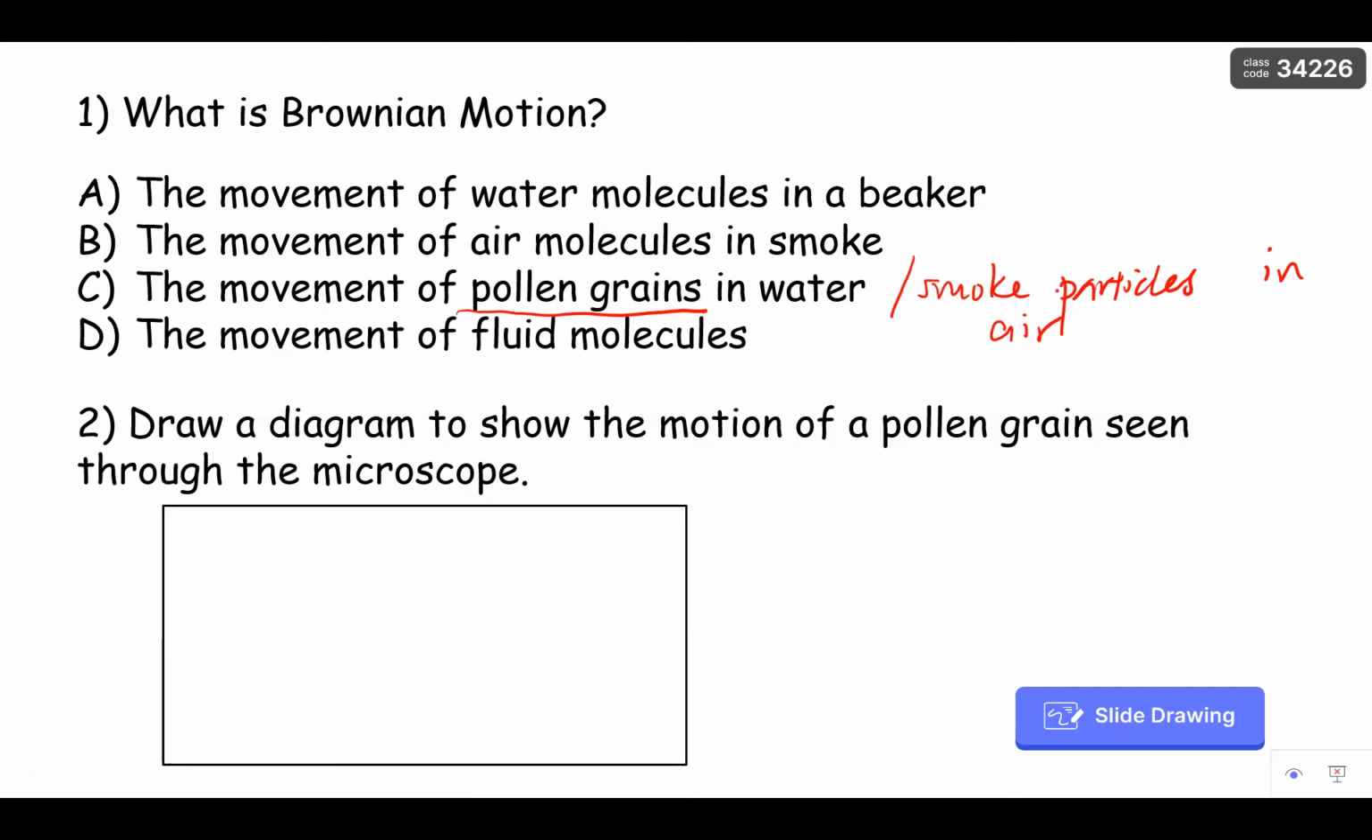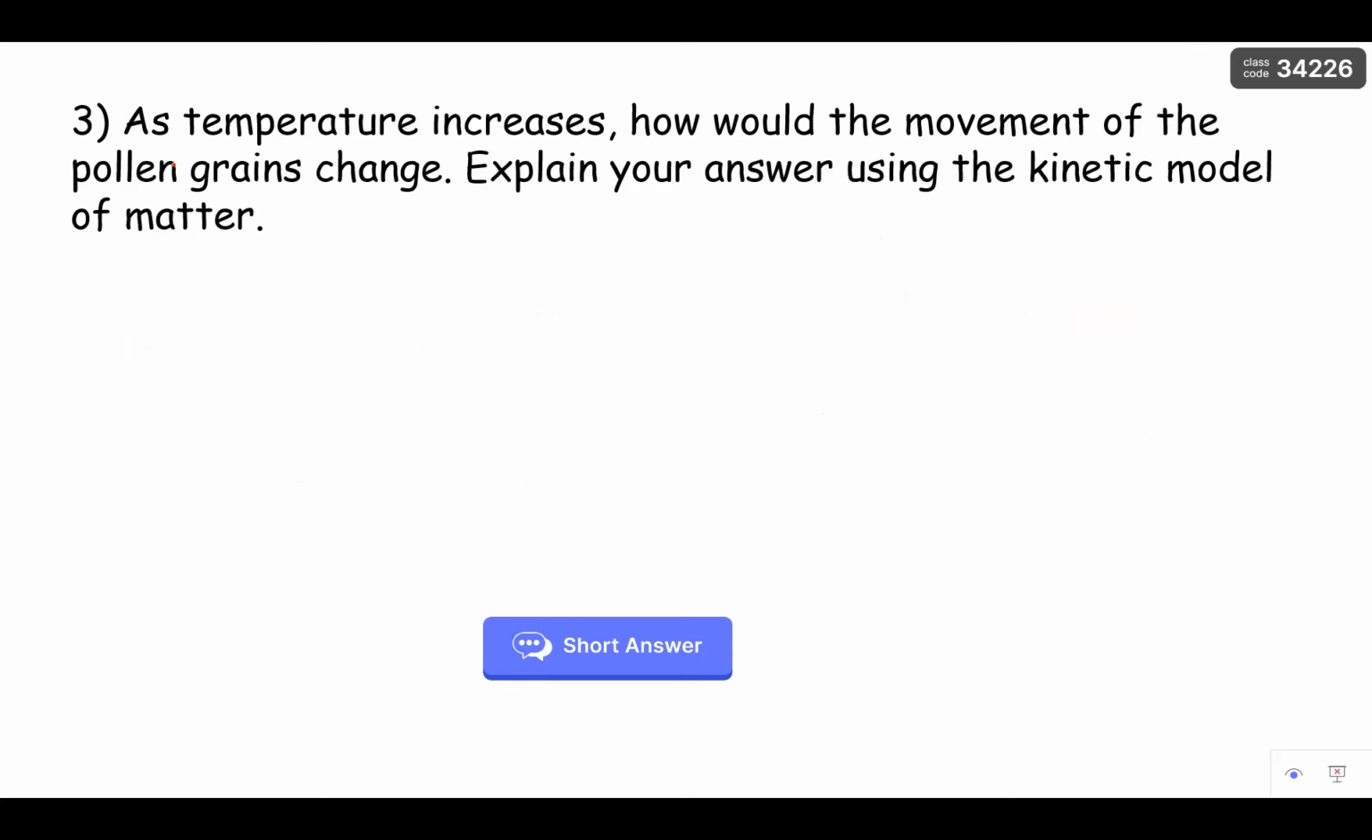But Brownian motion is caused by water molecules or air molecules. It is not caused by pollen grains and smoke, but what you observe or what is Brownian motion is smoke particles and pollen grains. Then after that, draw a diagram. It should look like a zigzag line. Then after that, I'll show you the answer for the zigzag line later on.